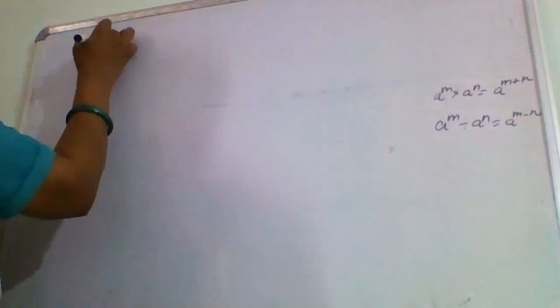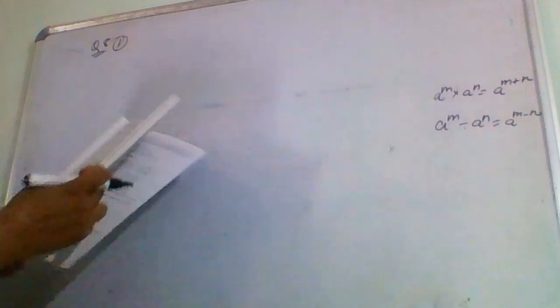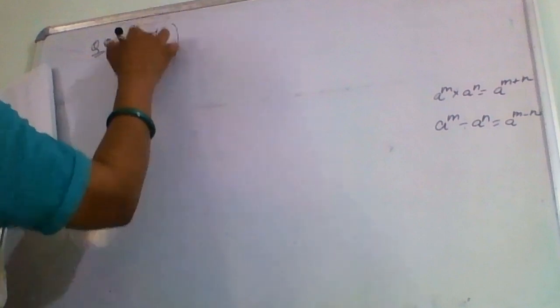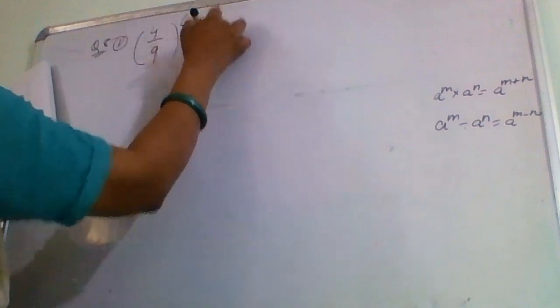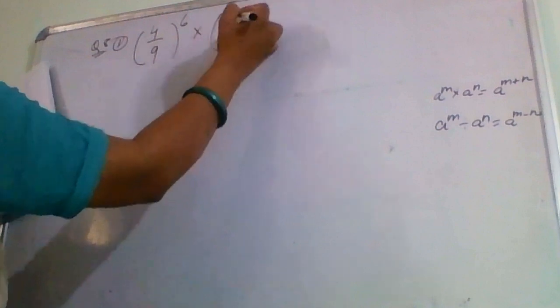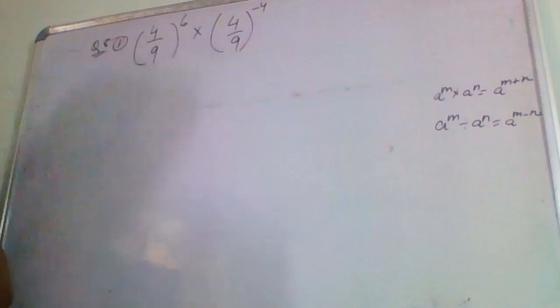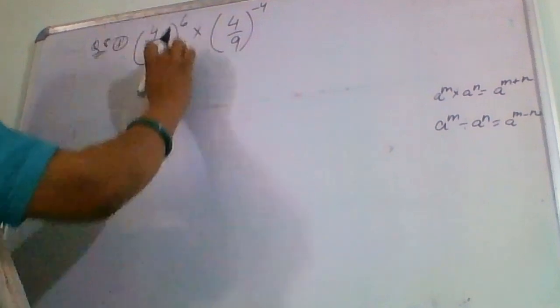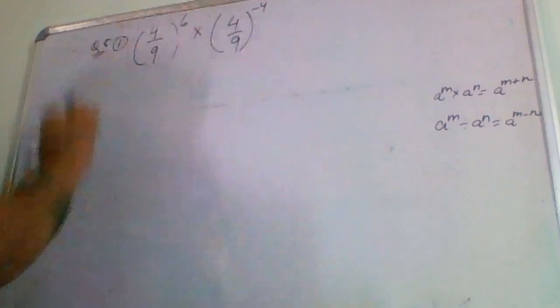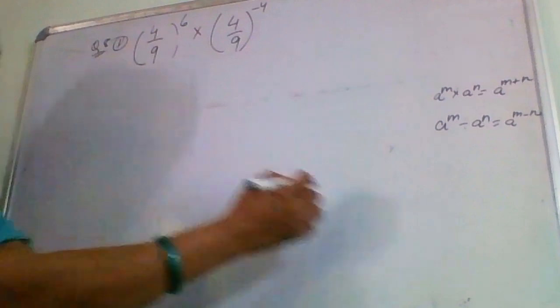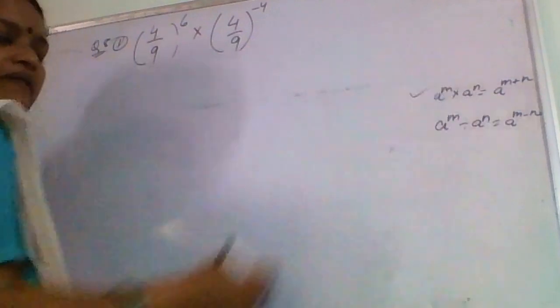So question number 8 states, number 1, simplify and express each as a rational number. (4/9)^6 into (4/9)^(-4). So here students, as you can see, both my rational numbers are same. Here also it is 4 by 9 and here also it is 4 by 9. So what to do? What will we apply? This one. The bases are same, the powers get added.